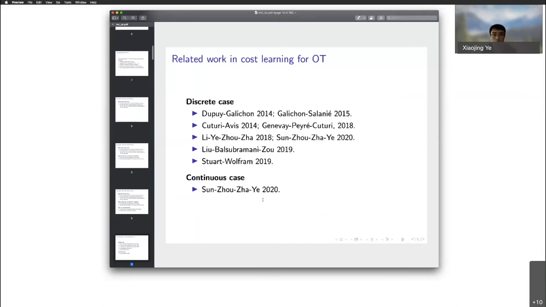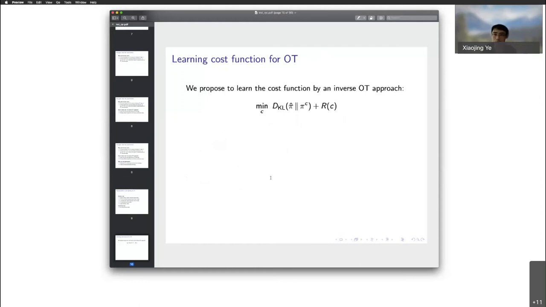Compared to OT, inverse OT was studied not long ago. The earliest work that we saw is probably from 2014 by social scientists. What I listed so far are probably all the works that have been developed for inverse OT, implicitly or explicitly. I categorize them into two groups again. The discrete case is, as we will see later, just to recover the cost matrix, since in the discrete case the cost is simply a matrix to be recovered. And in the continuous case, we are actually recovering a function. As we said, the cost is a function, a mapping from the product space of X and Y to a real number.